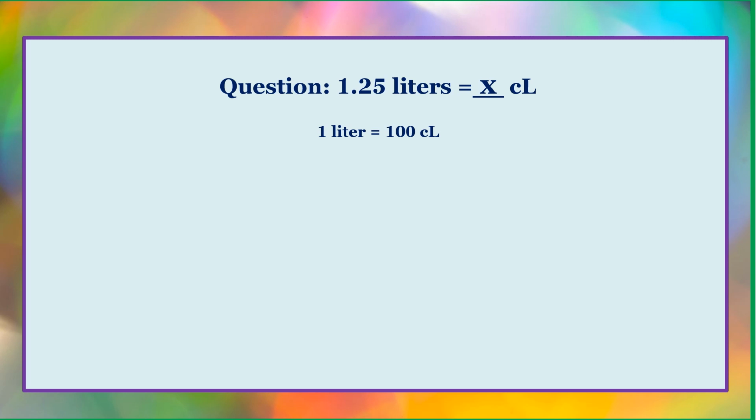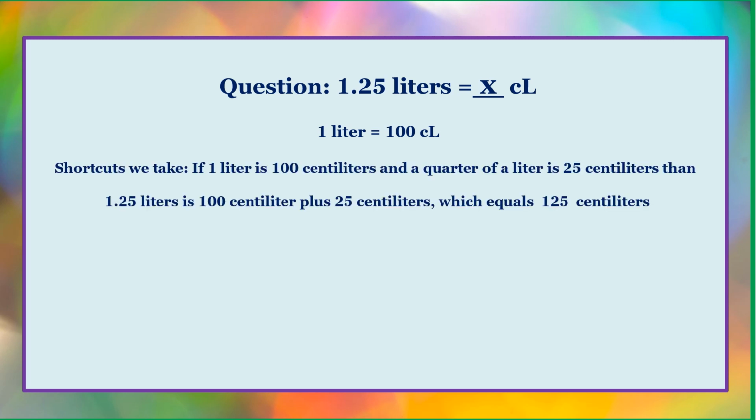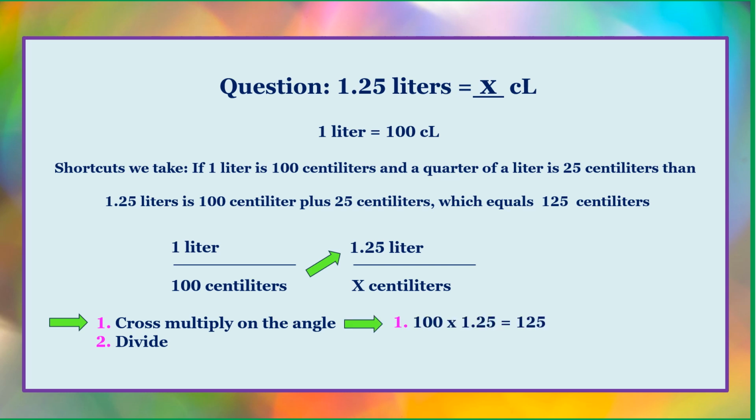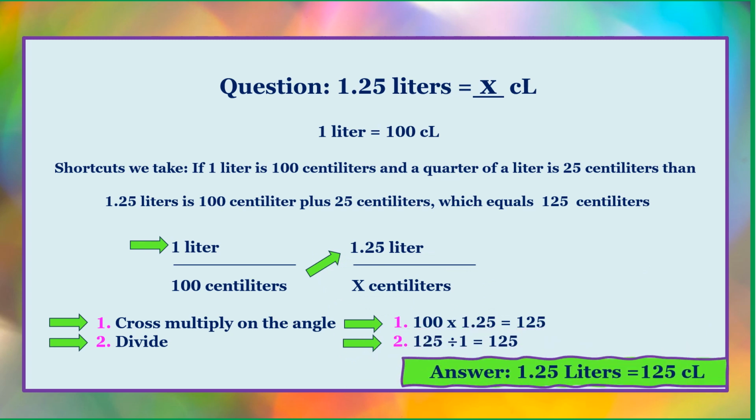Your memorization would be that 1 liter equals 100 centiliters. A shortcut you could take is if 1 liter equals 100 centiliters and a quarter of a liter is 25 centiliters, then 100 plus 25 equals 125 centiliters. Or you could do it as a formula with 1 liter is to 100 centiliters what 1.25 liters is to x centiliters, and we would cross multiply on the angle and divide. So we would multiply 100 times 1.25, which gives us 125, and then divide by the 1 liter. So 125 divided by 1 is still 125.